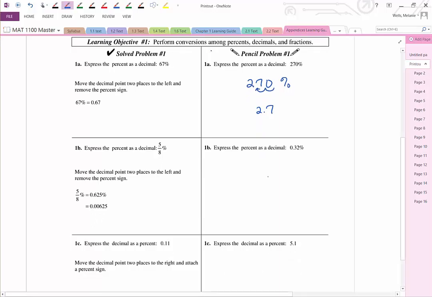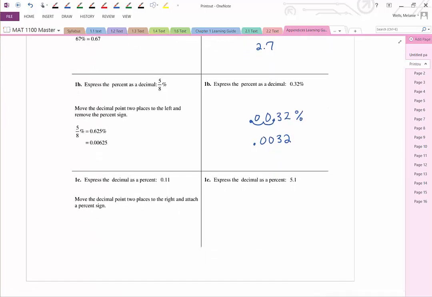I've got 0.32%. Now that's less than 1%. So don't be confused by the fact that there's already a decimal in that percentage number. That's a tiny, tiny representation of a number. We're going to move, just like we did in 1A, the decimal 2 places to the left, which gives me 0.0032.